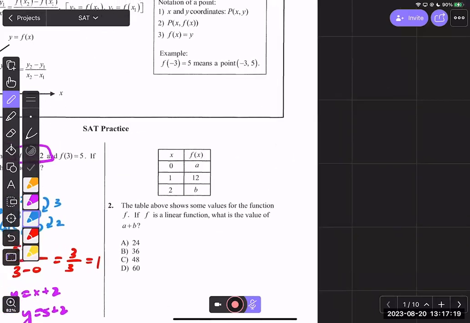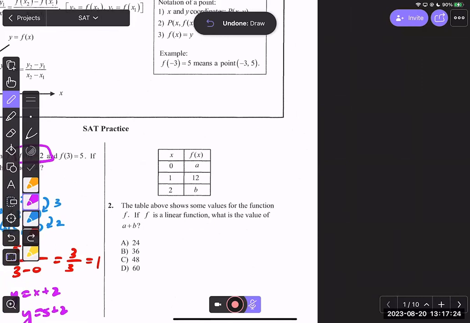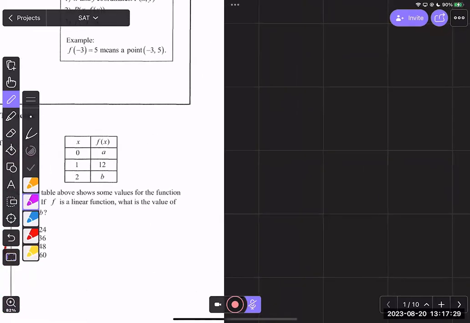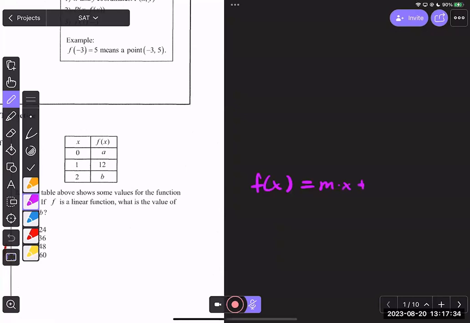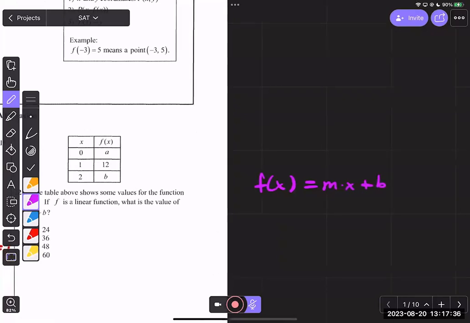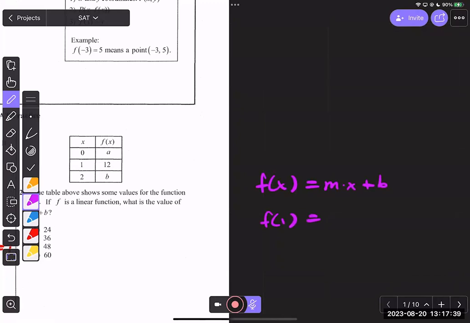Okay. So first off, you're told that this is a linear function, right? If you know that this is a linear function, you know that, for example, f of x must be something in the format of m times x plus b. And what we know is that f of 1 is equal to m plus b, which is equal to 12. Does that make sense so far? Because, according to our definitions, it's just m plus b because x is equal to 1.